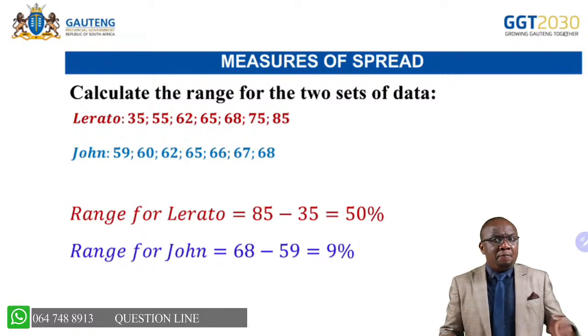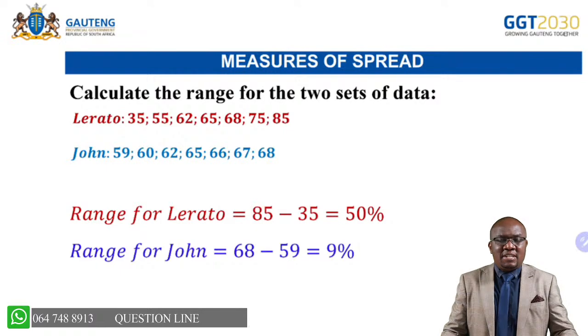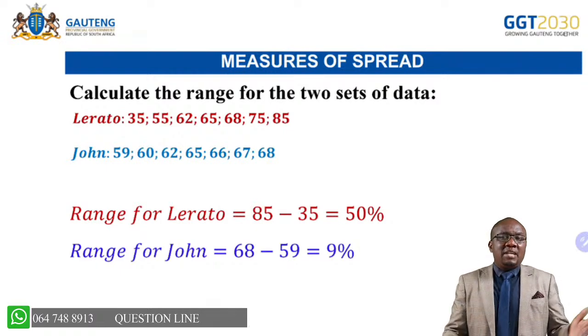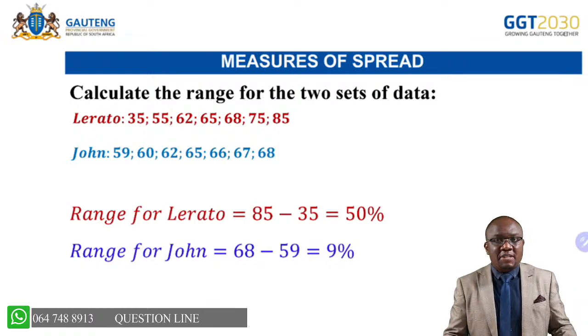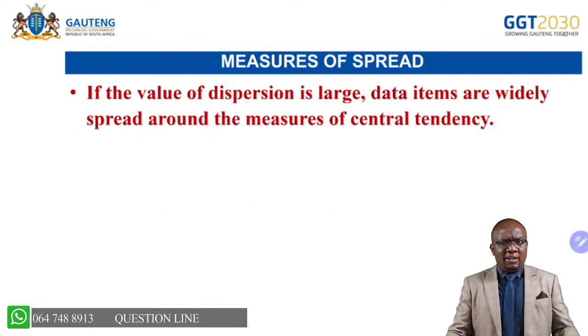Now, who has performed better? If you look at their averages, their median is 65%. 65% for Lerato, 65% for John. But now the range for Lerato is 50%, and the range for John is 9%. What is the meaning of that? Okay, let's look at that.